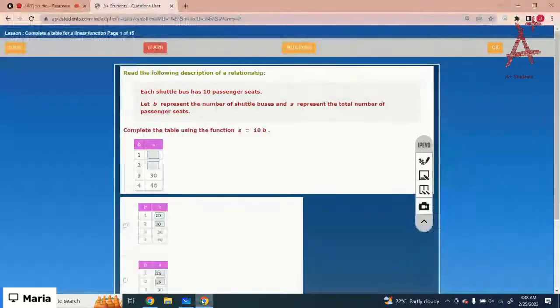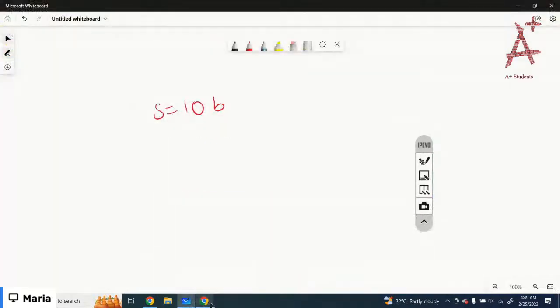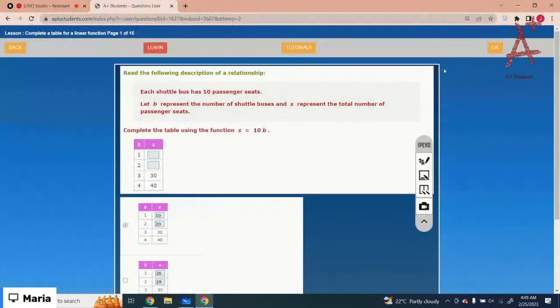For b equals 1 and 2, you have to calculate the values. Got it? So just replace b equals 1. So first I'm going to replace b equals 1, so it would be 10 times 1. 10 times 1 is 10. That means when b equals 1, the function has the value 10. Okay, when b equals 2, it would be 10 times 2, and 10 times 2 is 20. That means when b equals 2, the value of s equals 20. Got it? The missing values are 10 and 20.